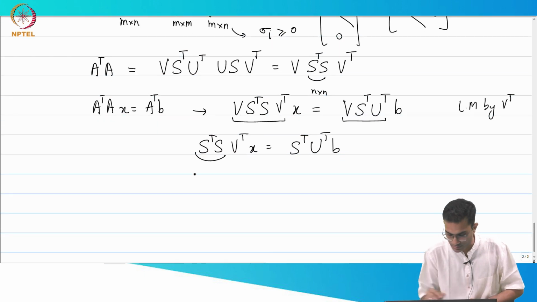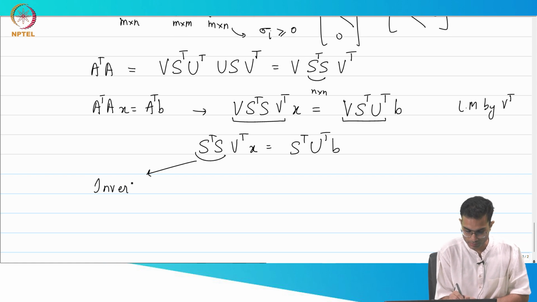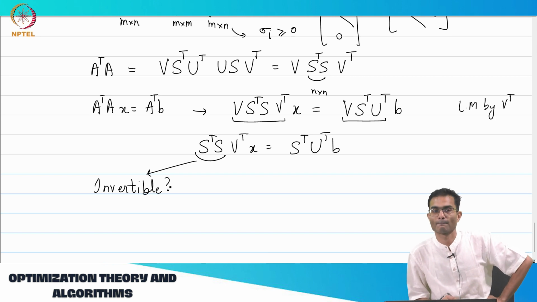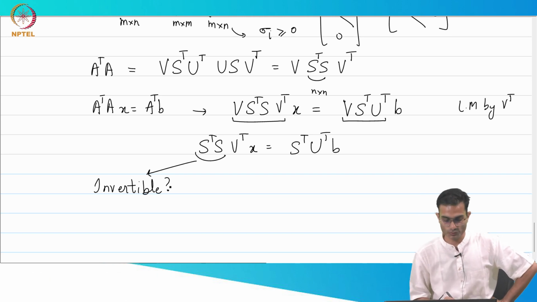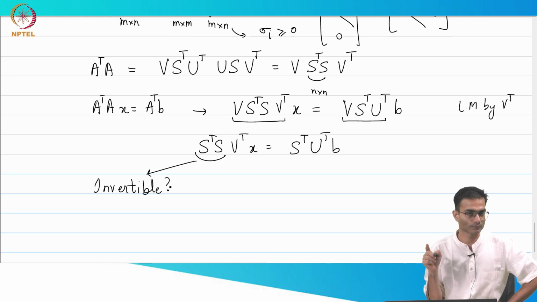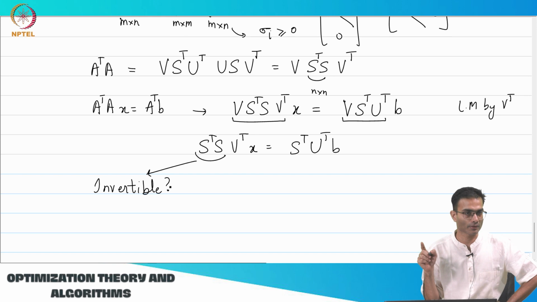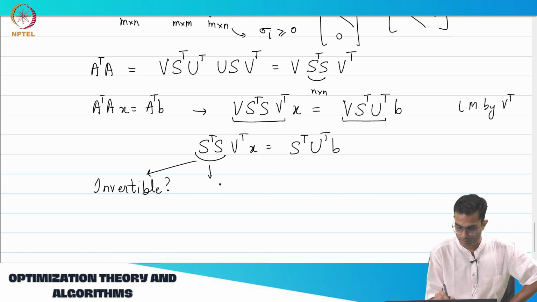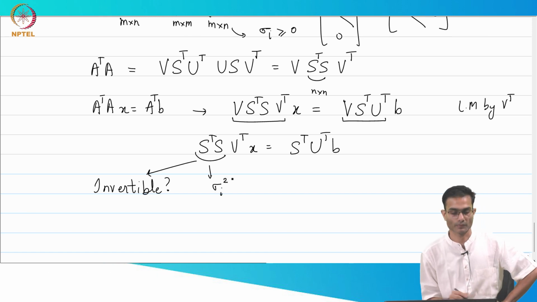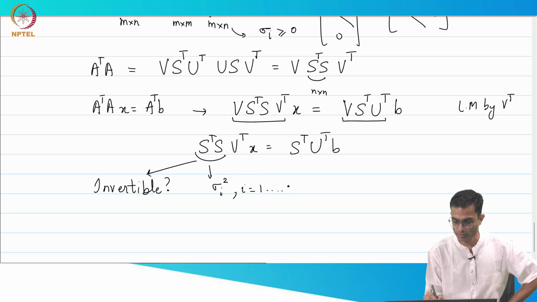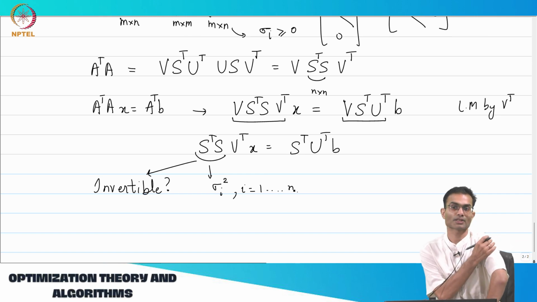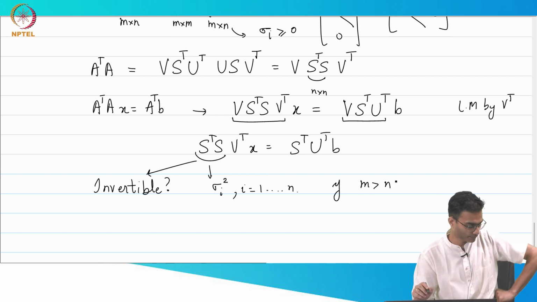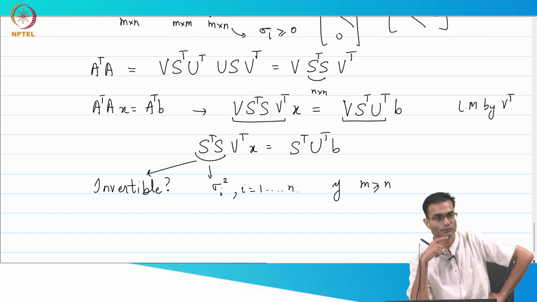Now the question is, is this invertible? It depends. So first of all, what are they? S transpose S is square, of size n cross n. The entries of this are what? Sigma i squared, i equal to 1 to n. Now, let us say m is greater than or equal to n, so this is a tall matrix.